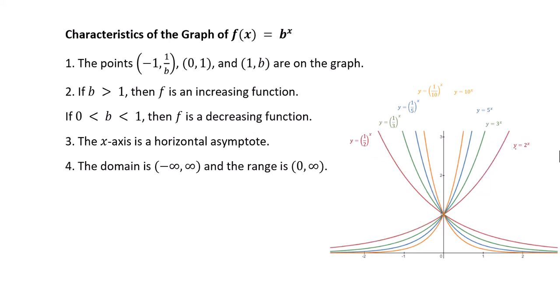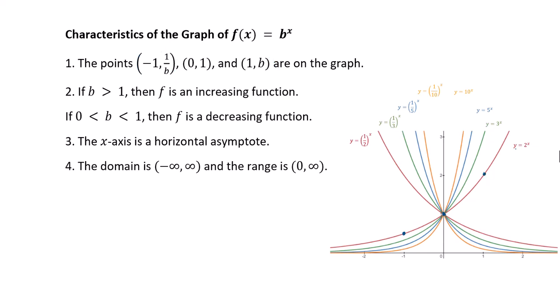Let's look at the characteristics listed. It says here that the points (-1, 1/b), (0, 1), and (1, b) are on the graph. In regards to the red graph, our base is 2, so this would say that the points (-1, 1/2) is on the graph, and I can see that here. (0, 1), of course, these are all going through the point (0, 1), and (1, 2) are on the graph. There we go.